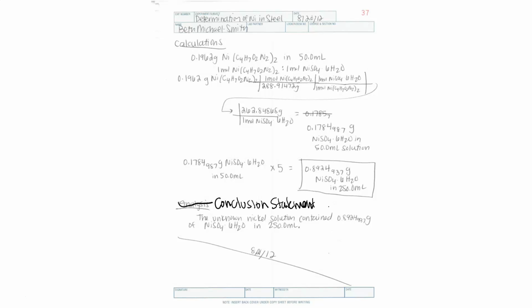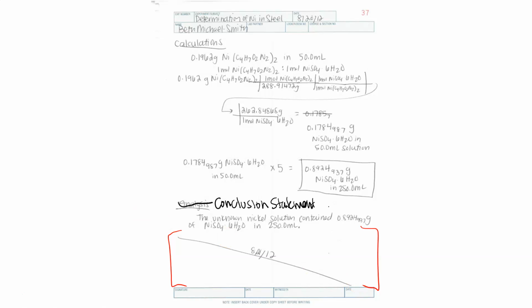So the conclusion statement is a sentence using past tense, third person. I'm saying the unknown nickel solution contained that many grams of nickel 2 sulfate hexahydrate in 250 milliliters, which would have been the thing that I was told to write in the conclusion statement. And then at the bottom, there was some blank space. So after I finished my conclusion statement, I did a diagonal line across it with the date.